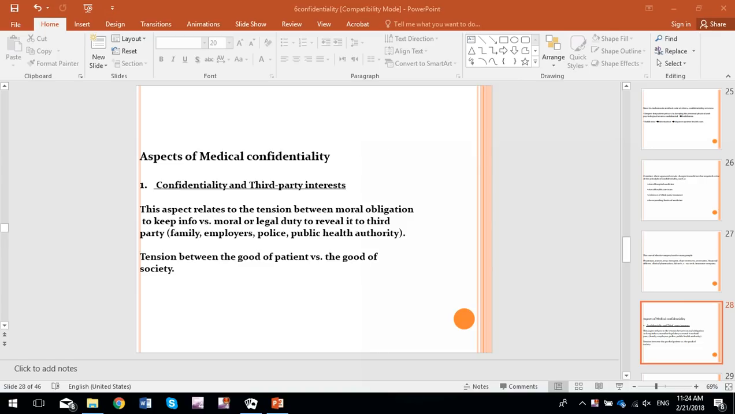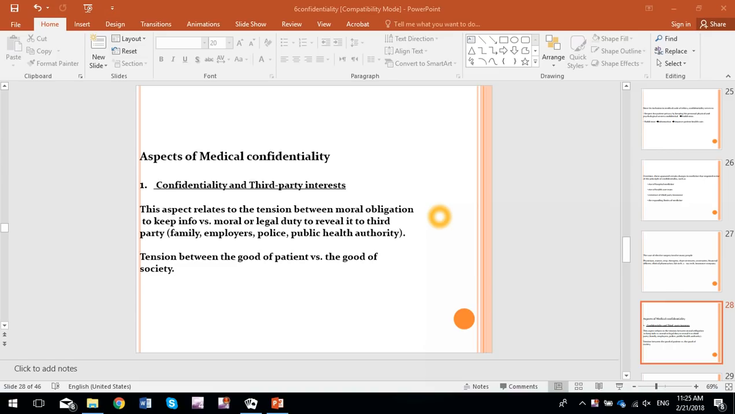An aspect of medical confidentiality that was discussed is confidentiality and third-party interest. Now, what aspects of confidentiality relate to third-party interest? This aspect relates to the tension between our moral obligation as physicians to keep information versus what? Moral or legal duty to reveal it to a third party. Are we legally bound to reveal information about the patient to a third party? Yes, there is. Like the family, the employer.